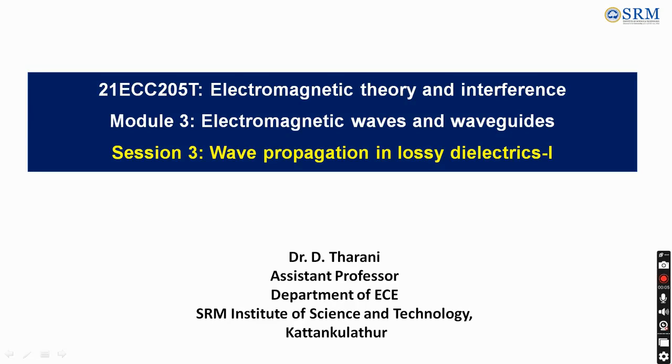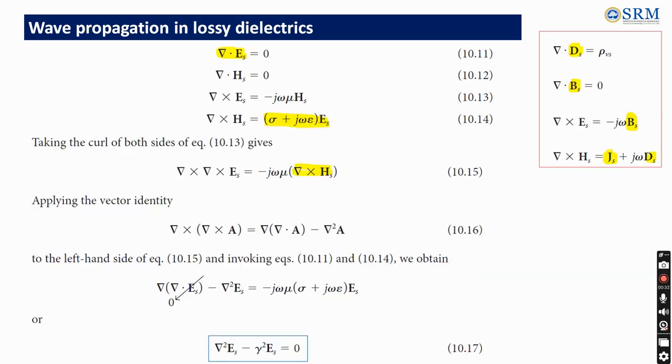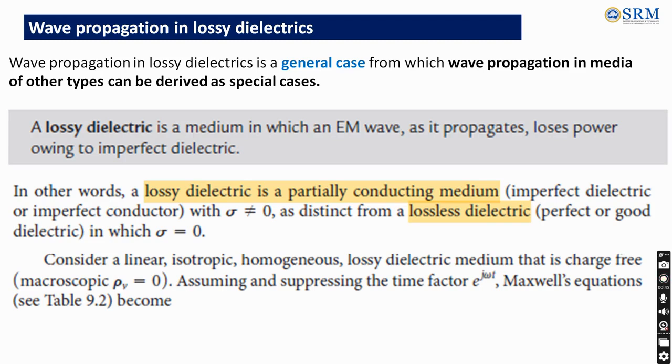In this session, we will discuss wave propagation in lossy dielectric. So, this lossy dielectric material is a medium in which an electromagnetic wave, as it propagates, loses its power because of the imperfect nature of the dielectric material. If we understand the wave behavior in the lossy dielectric medium, we can easily derive the other cases like wave propagation in lossless good conductor as well as free space. So let us derive the wave equations in lossy dielectric.